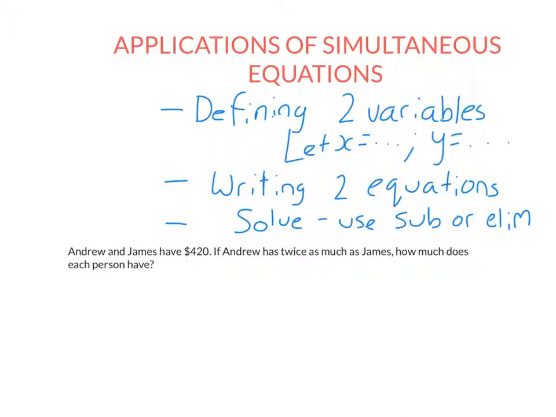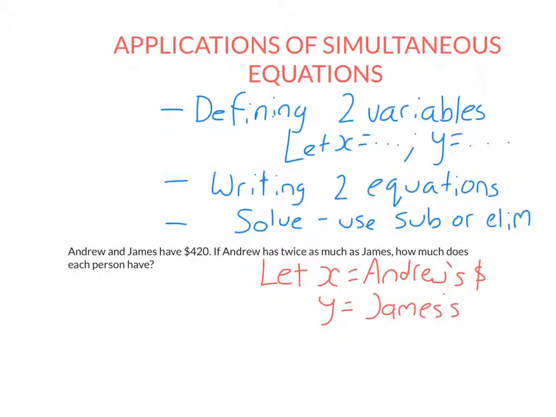Andrew and James have $420. Andrew has twice as much as James, and how much does each person have? So what we're looking for is how much money Andrew has and how much money James has. They are the two things I'm trying to find, so they will be the two variables. So I'm going to let x equal how much money that Andrew has, and I'm going to let y equal how much money James has. Okay, so that's my first step done.